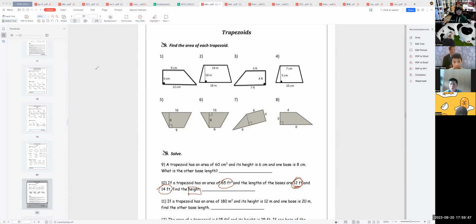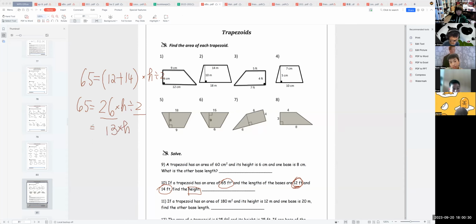Okay, 好，我们来看一下。 So everybody, how to do this one? So 65 equals 12 plus 14 times the height divided by 2, right? So 65 equals 28 times height divided by 2. Oh, sorry, it's 26, what am I doing. 老师做错了,你们居然没有发现。 So 26 times h divided by 2. So I can do 26 divided by 2 first, equals 13 times h equals 65. So height equals 5. So it's 5 feet.